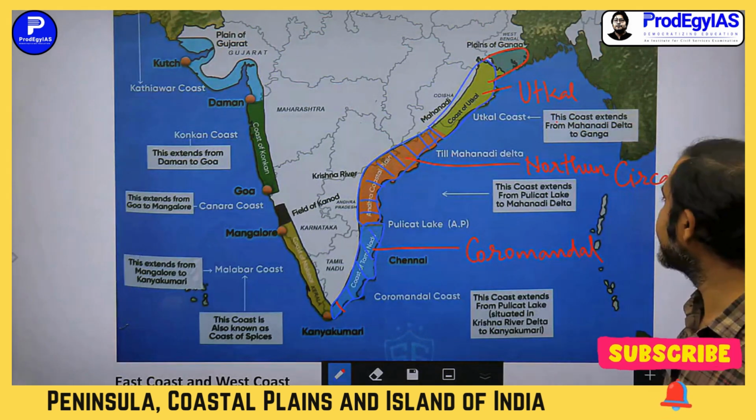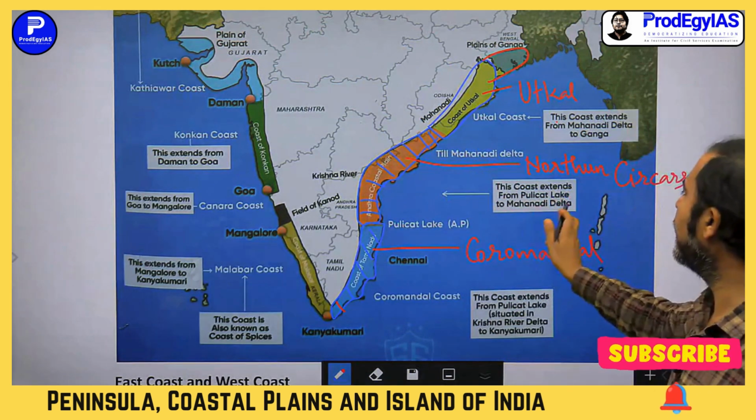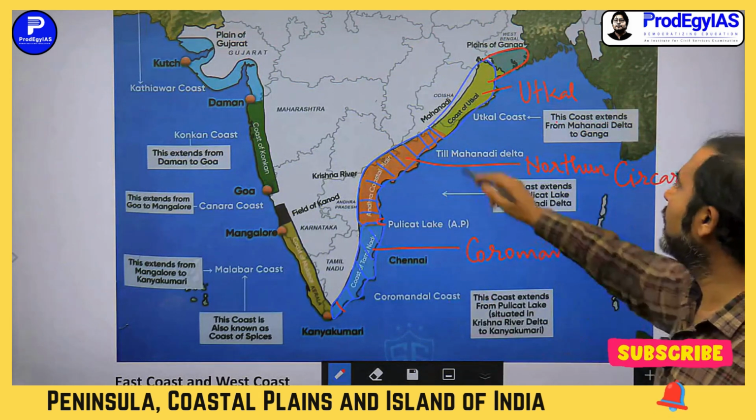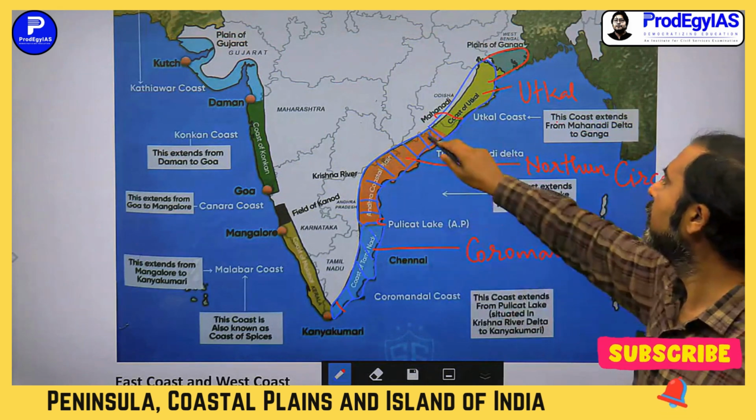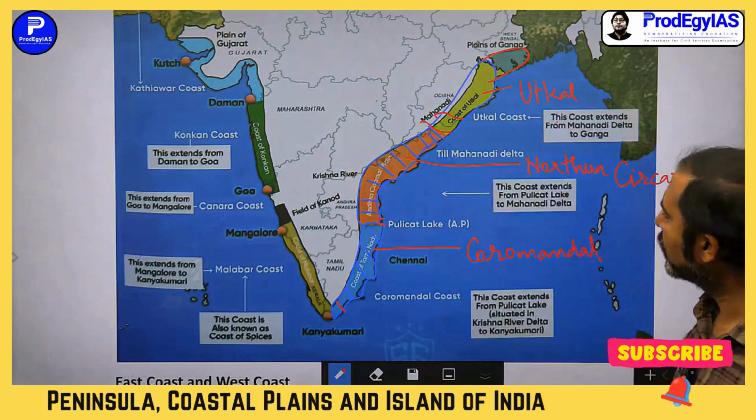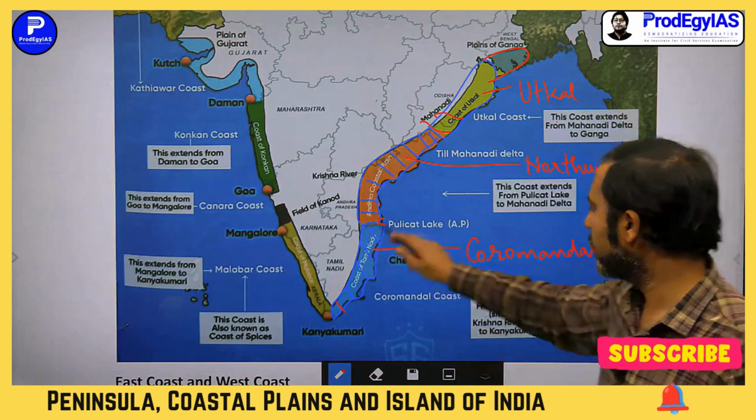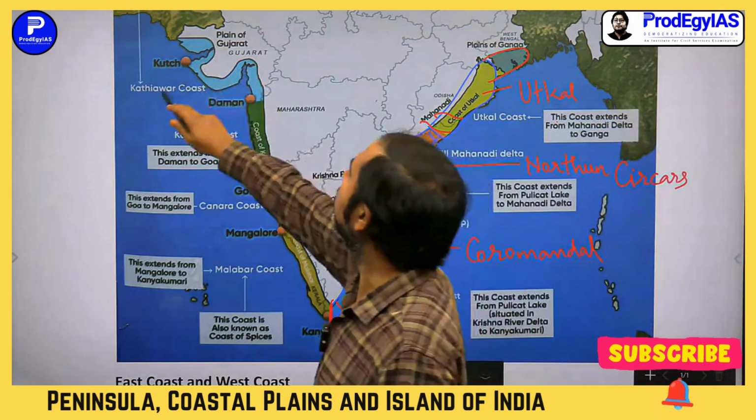Then this Northern Sarkars coast extends from Pulicat Lake in Andhra Pradesh up to the Mahanadi Delta, right? Then Coromandel coast from Pulicat Lake up to the southern tip, Kanyakumari, right? Now come to this part.